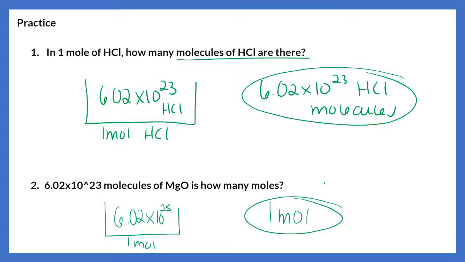It could be bananas, it could be carbon atoms. As long as you have 6.02 times 10 to the 23rd of something, you have a mole of that thing. Okay? This is really important. I cannot stress how important understanding this is.